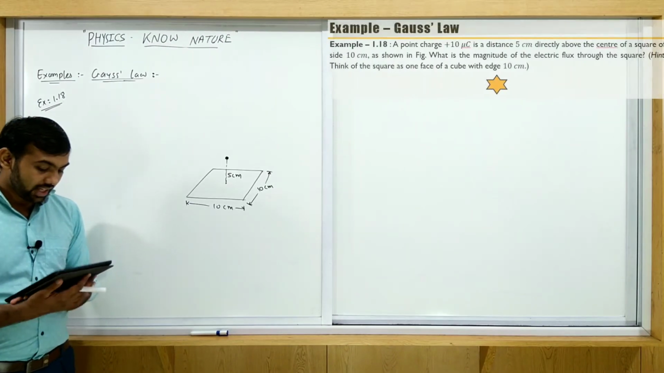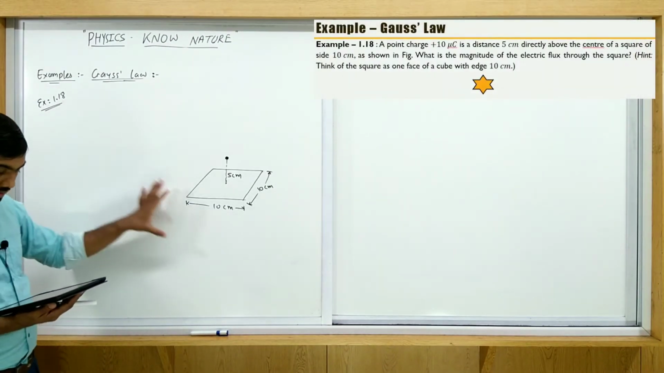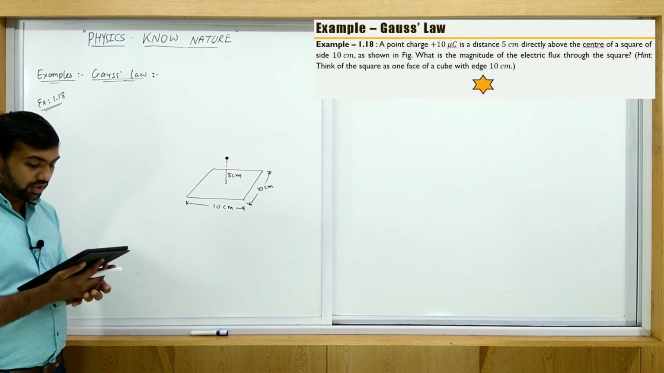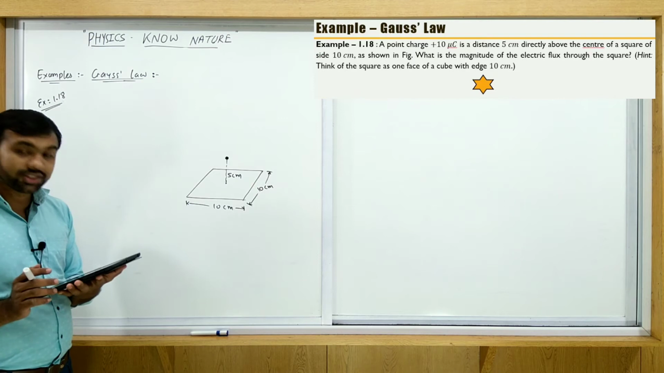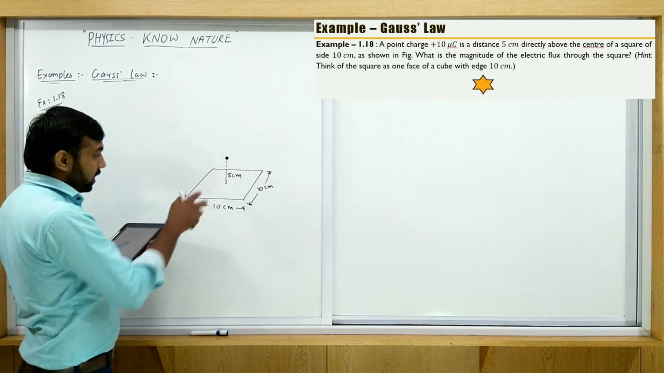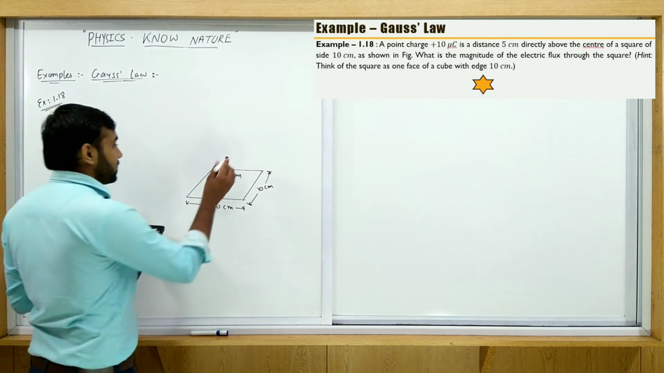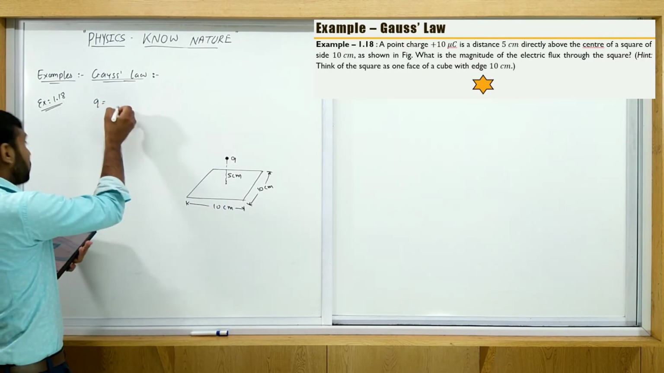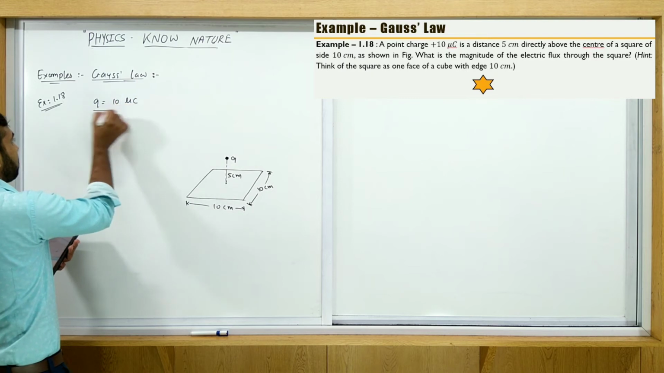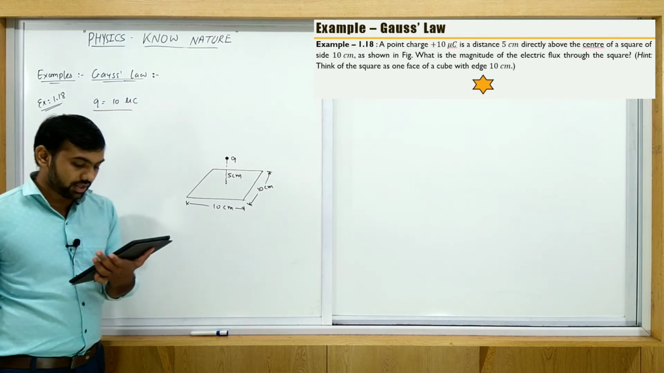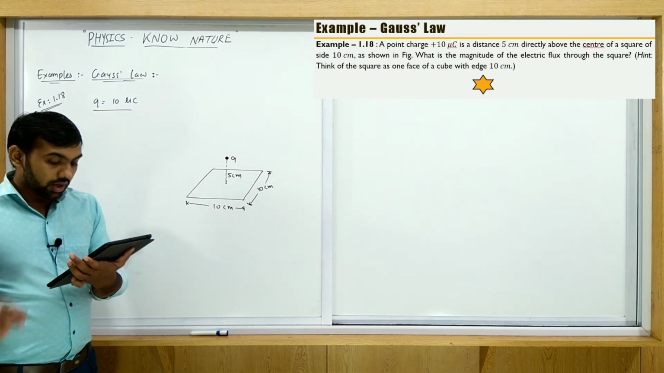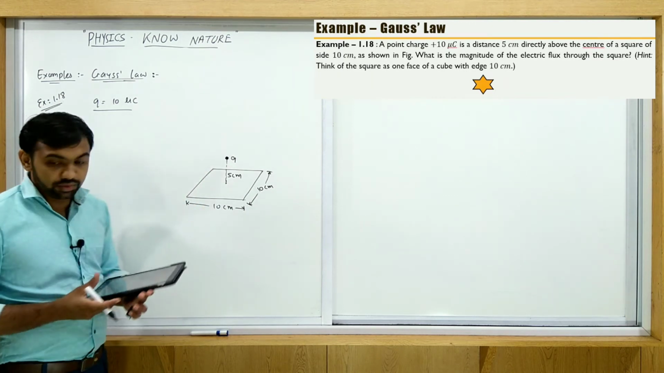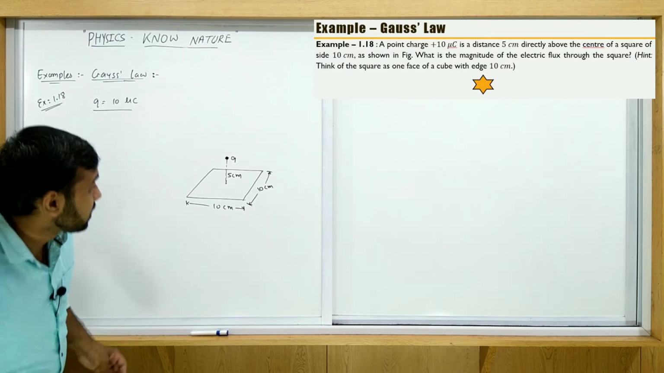Okay guys, let's see example number 1.18. This figure is given to us. A point charge of 10 microcoulomb is at a distance of 5 cm directly above the center of a square. So the square is given, and here some charge Q is placed. How much charge? Q is equal to 10 microcoulomb. What is the magnitude of the electric flux through this square? So we have to find the flux passing through this square.